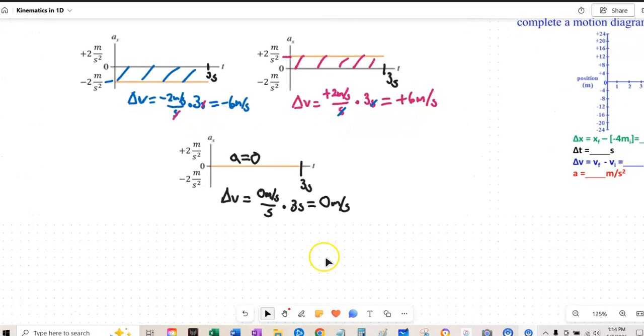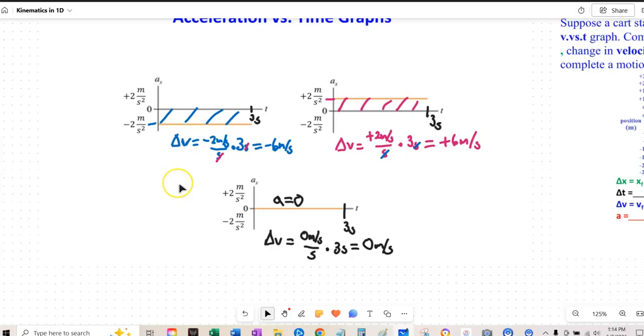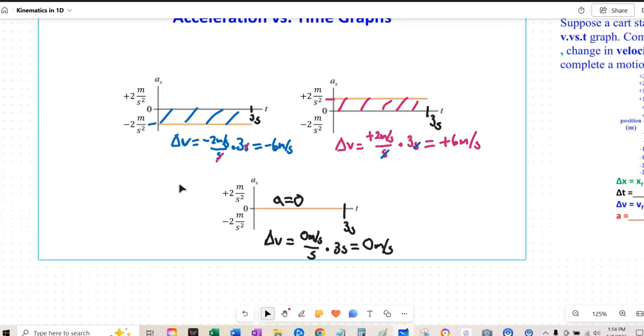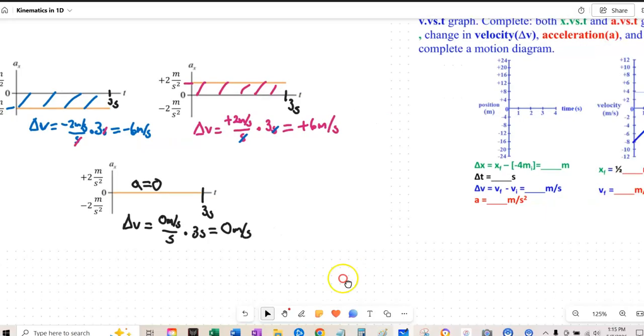So again, every time we take the derivative of a position versus time graph to a velocity versus time graph, we lose some information, like the specifics of your position. Well, when you take a derivative of a velocity versus time graph, you get an acceleration versus time graph, and now you lose the specifics of your actual velocities at those points.